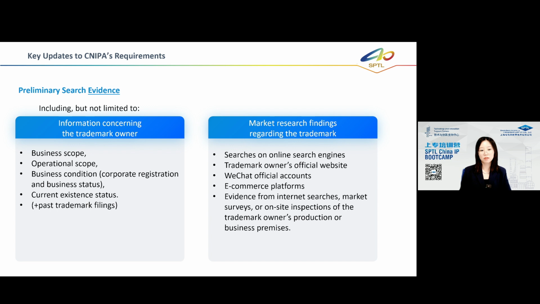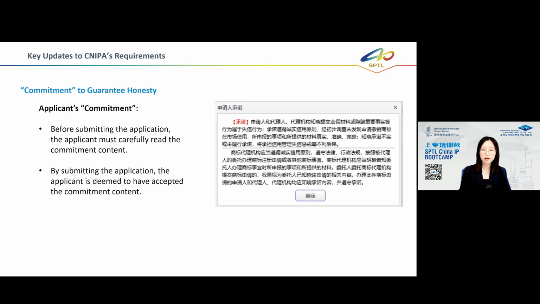This evidence must support the applicant's claim of non-use of the trademark. The updated requirements also highlight the applicant's commitment. Before submitting an application, applicants and their representatives must carefully read the mandatory honesty commitment. By filing the application, they are deemed to have accepted the contents of the commitment. This commitment reinforces the obligation to act in good faith, to conduct genuine preliminary searches, and to ensure that all information submitted is truthful and complete.